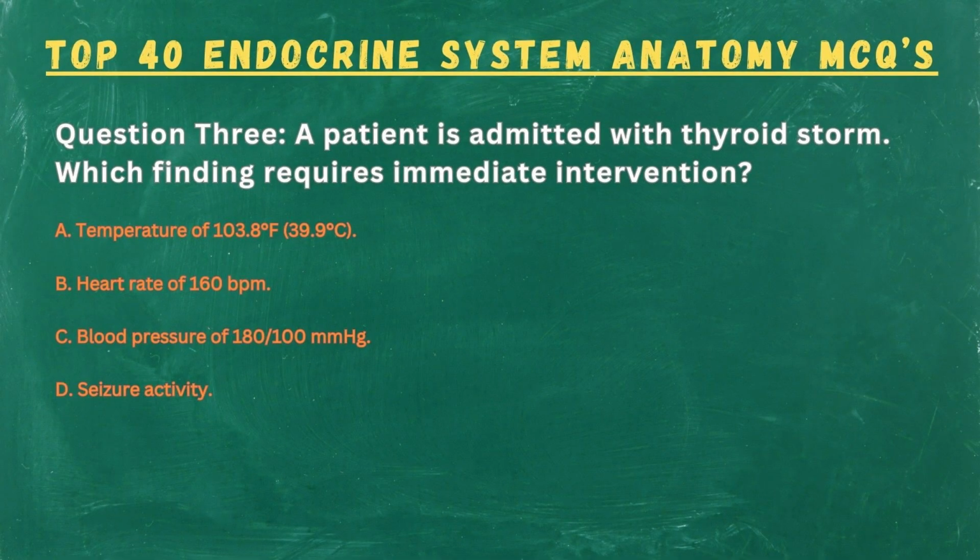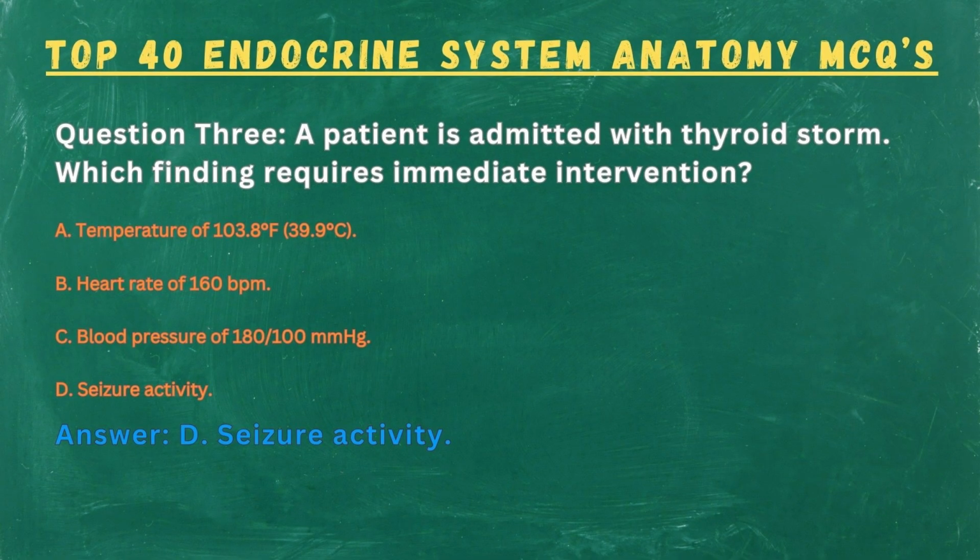Question 3. A patient is admitted with thyroid storm. Which finding requires immediate intervention? A. Temperature of 103.8 degrees Fahrenheit, 39.9 degrees Celsius. B. Heart rate of 160 bpm. C. Blood pressure of 180 over 100 mmHg. D. Seizure activity.